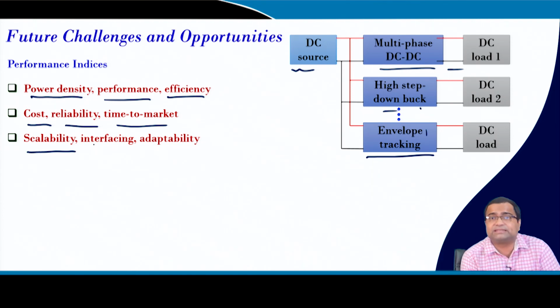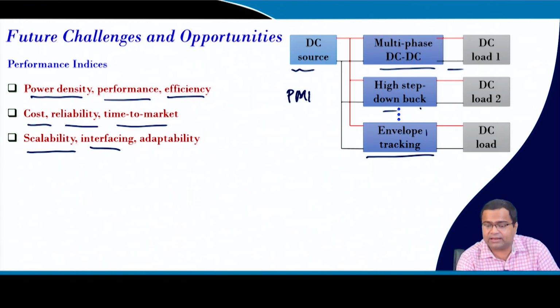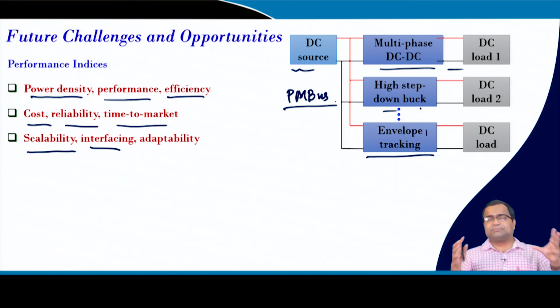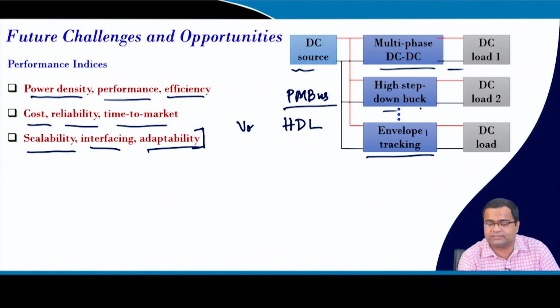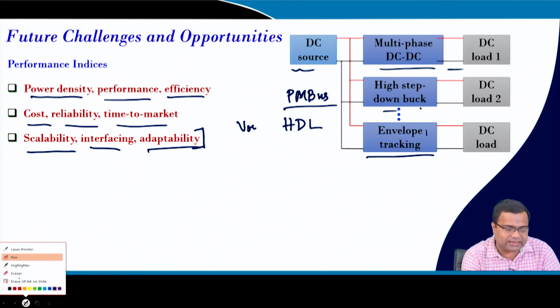And the solution should be scalable and it should be interfaced with the surrounding devices, because now we are talking about PM bus, where it will communicate with multiple surrounding devices by sharing clocks and data. And then adaptability, because the processor technology can change, but our control algorithm should not change or it should not drastically change, because if you are going for digital control, we can write our algorithm in HDL, like Verilog HDL or VHDL.